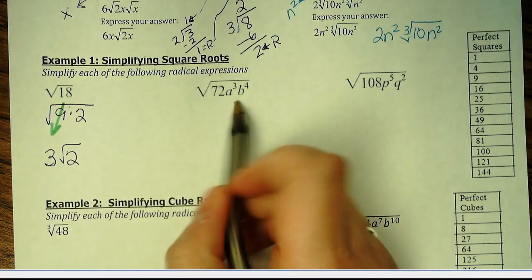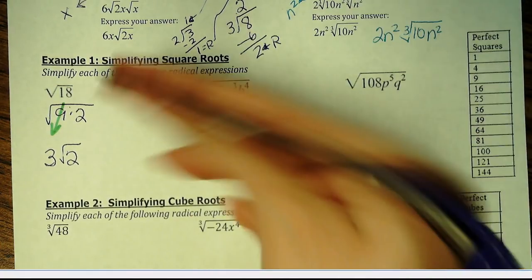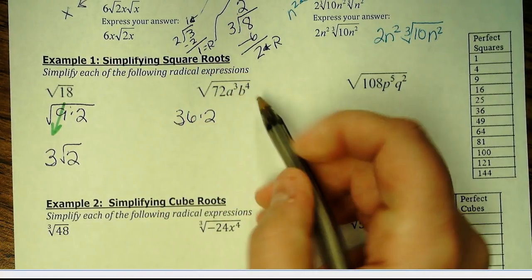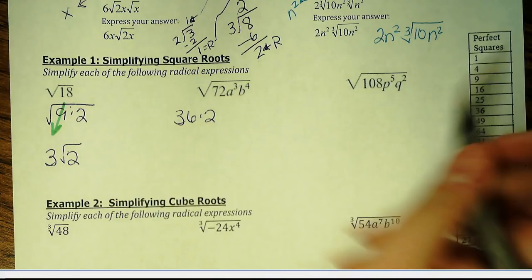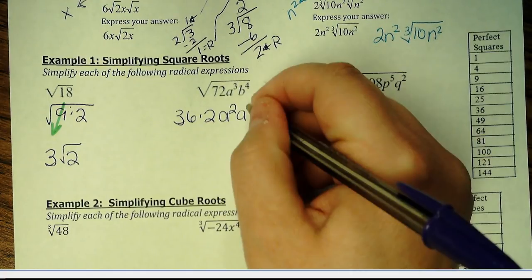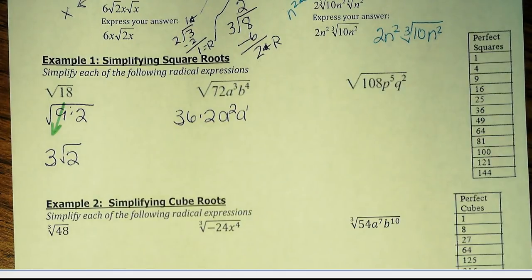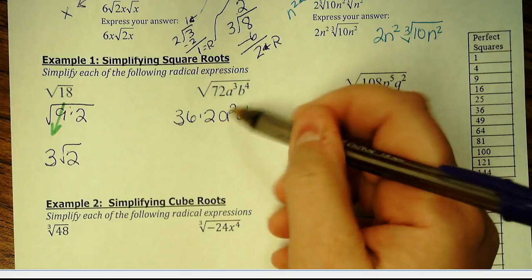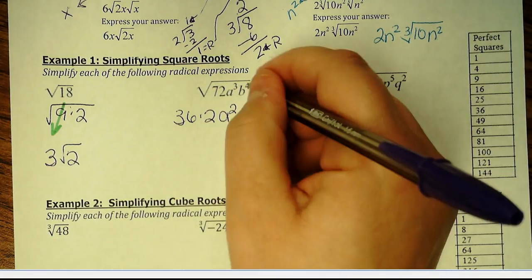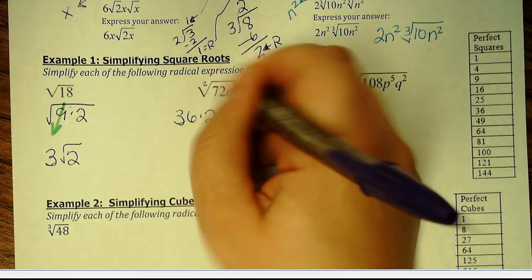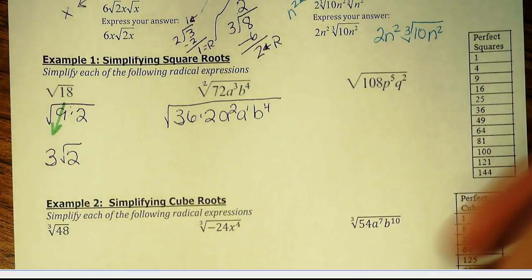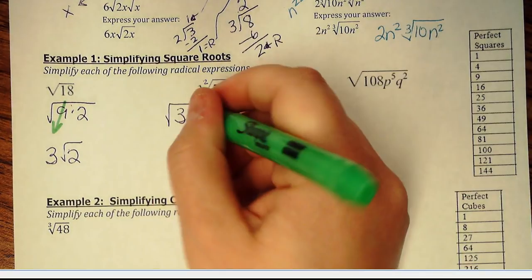This has a number and variable. Now, we just broke down a 72 in that one up above, so I know that that's 36 times 2. Okay, now a to the third. 3 is not divisible by 2, so I'm going to break this apart into a squared times a. If you want to write the little 1 exponent to think about that. This still represents a to the third, but I'm just breaking it apart so I can take anything out. Now, b to the fourth. 4 is divisible by our square root, so I'm going to leave that alone.